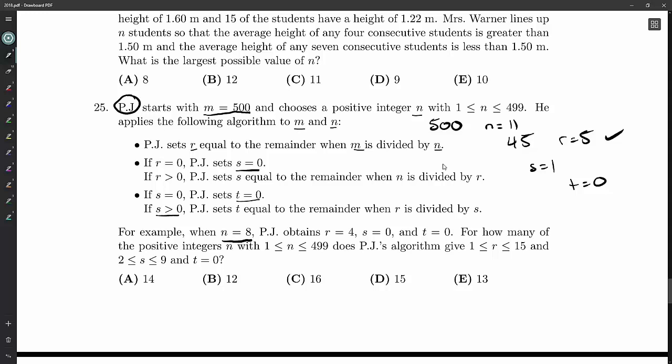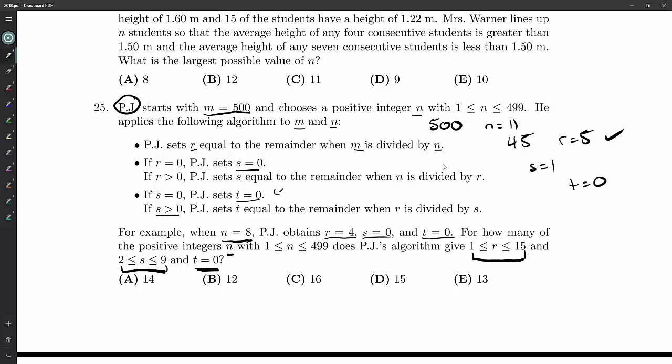When n is 8, we get a remainder of 4, because 496 is a multiple of 8, and then you have 4 more to get up to 500. And then 8 is a multiple of 4, so s is 0, and therefore, automatically, by this condition, t is 0. For how many of the positive integers n, with n in the given range, does PJ's algorithm give an r between 1 and 15, an s between 2 and 9, and t equal to 0?